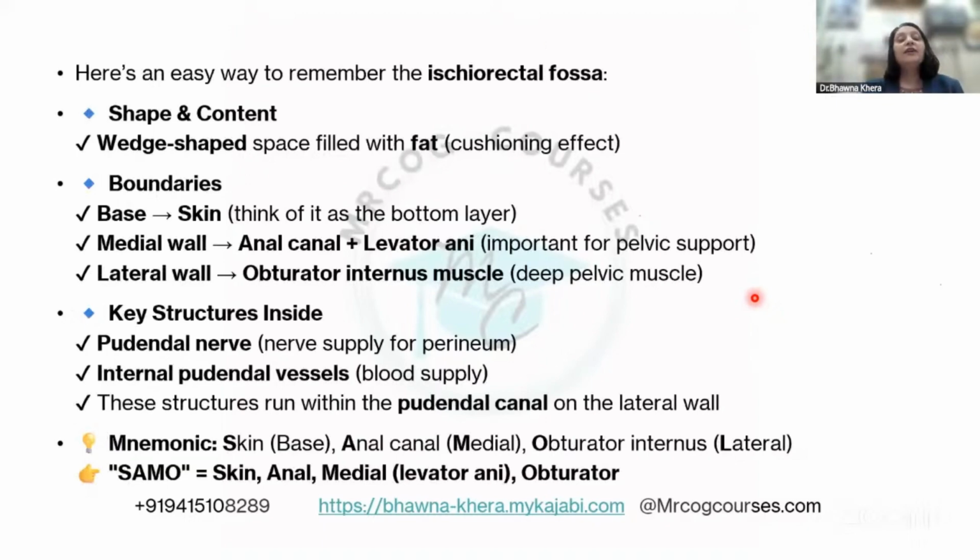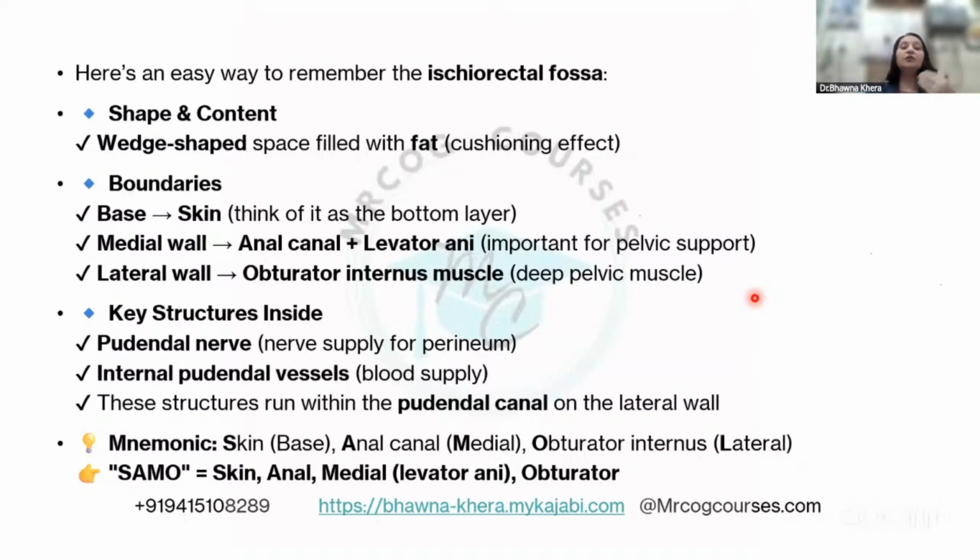Okay, so here is an easy way to remember the ischiorectal fossa. The shape and contents: it is a wedge-shaped space filled with fat, which gives a cushioning effect. Boundaries: the base is skin, think of it as a bottom layer. The medial wall is the anal canal and the levator ani muscle, important for pelvic support, and the lateral wall is formed by the obturator internus muscle. Actually, levator ani comes like a slanting structure, so part of it is medial, part of it is lateral. Most of it is actually lateral.